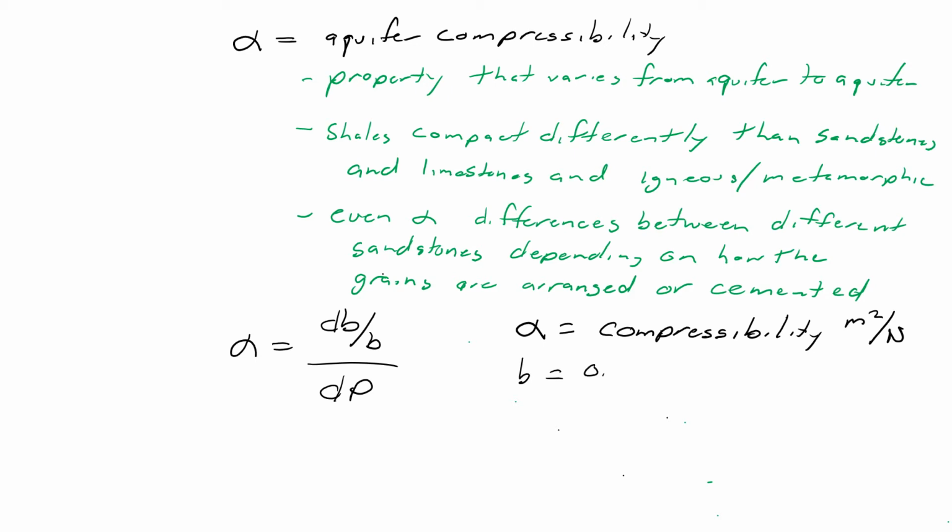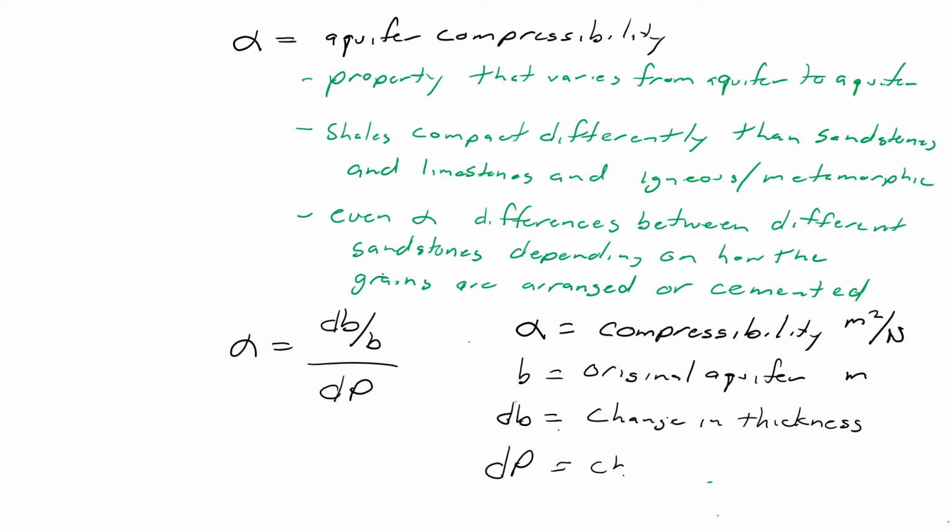B is the original aquifer thickness. And again, like most of these equations, none of this will make sense till I give you an example, which is coming. dB is the change in thickness, how much it compacts. And dP is the change in water pressure in your aquifer.